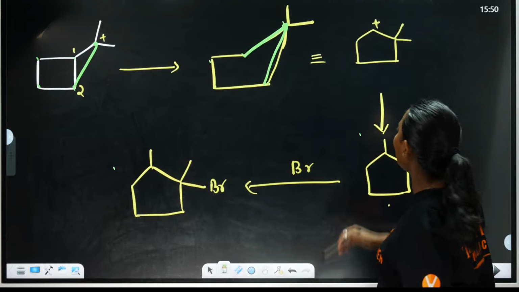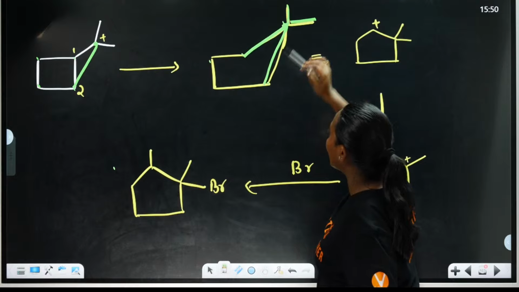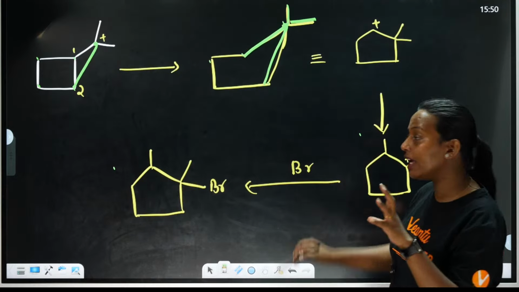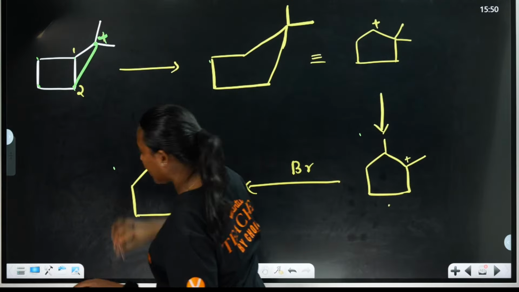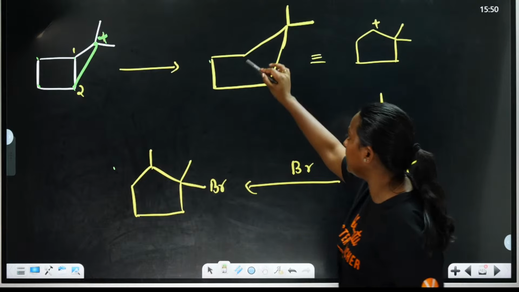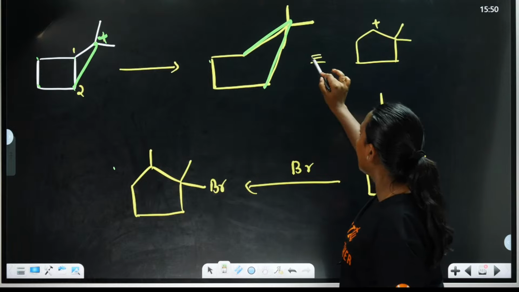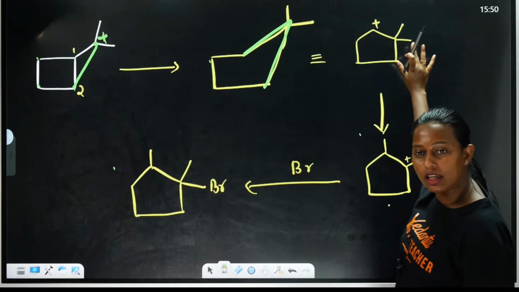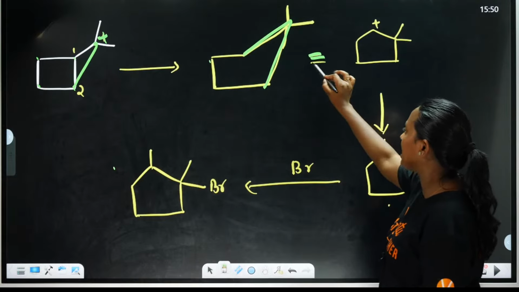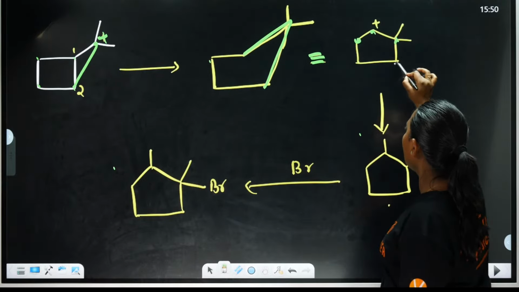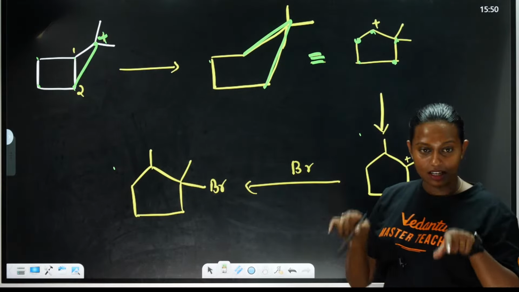So then what will happen? Here also you can see two groups. The carbocation was here, so it expanded, and the same structure is taken here too. Same structure, 1 2 3 4 5, a ring.